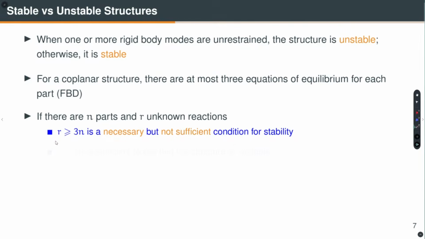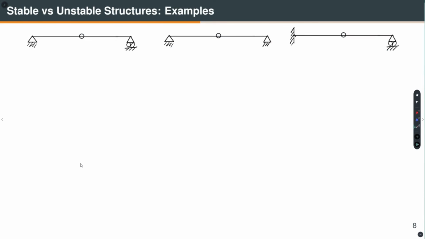So, I can say if r, the number of unknown reactions, is greater than or equal to 3n, okay, then it is a necessary but not sufficient condition for stability. This r greater than or equal to 3n does not mean the structure is stable. I will show you as an example. But if r is less than 3n, the number of reactions is less than the number of equilibrium equations available. Okay. So, then it is sufficient to say that the structure is unstable. Okay. So, let us do some examples.